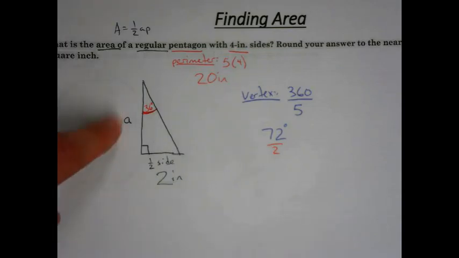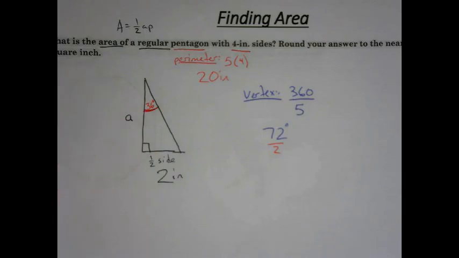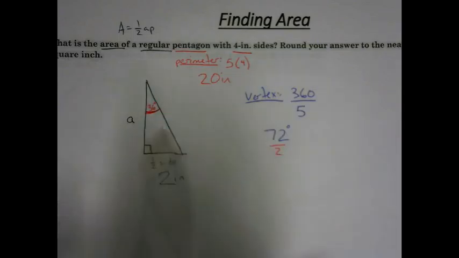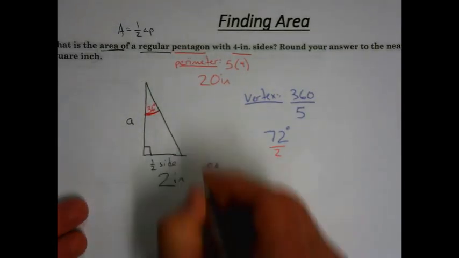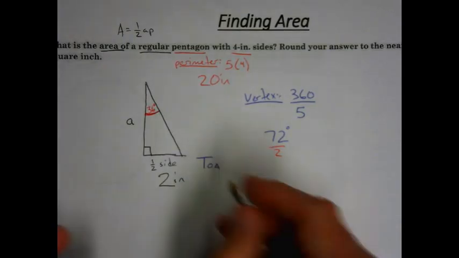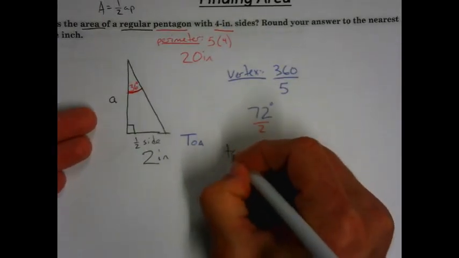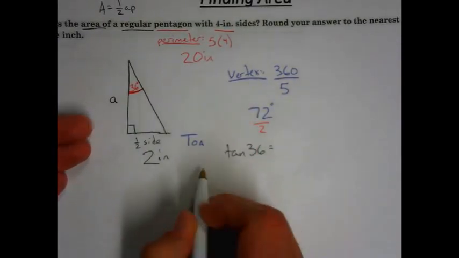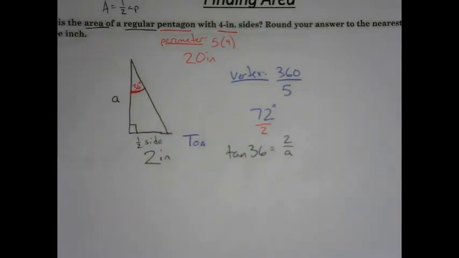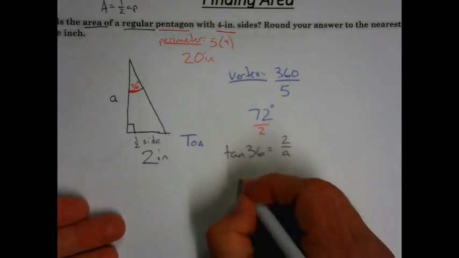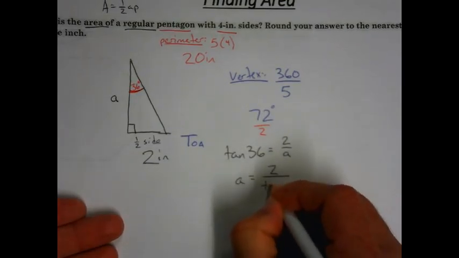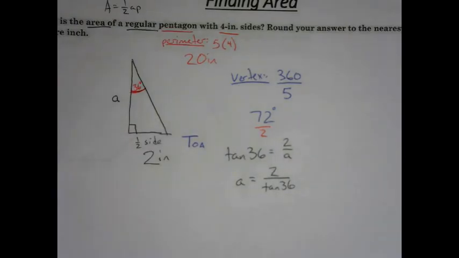So we have everything we need right now. All we have to do is use a little bit of trigonometry to find out what the apothem is. So we have our angle, we have an opposite side, and an adjacent side. So once again, we have opposite and adjacent. That's TOA. Okay, SOHCAHTOA. So we can set up our equation. We can say that the tangent of 36 degrees, the tangent of this angle, is going to be 2 over our apothem. And now to solve our equation, we multiply both sides by the apothem and then divide by the tangent of 36. And we now have our apothem.